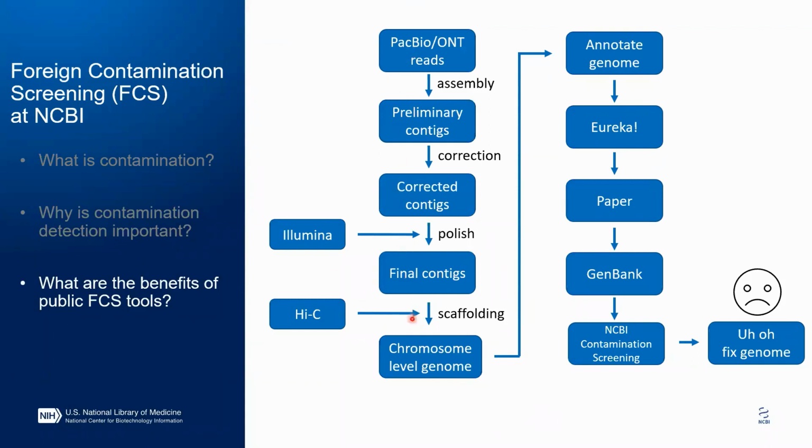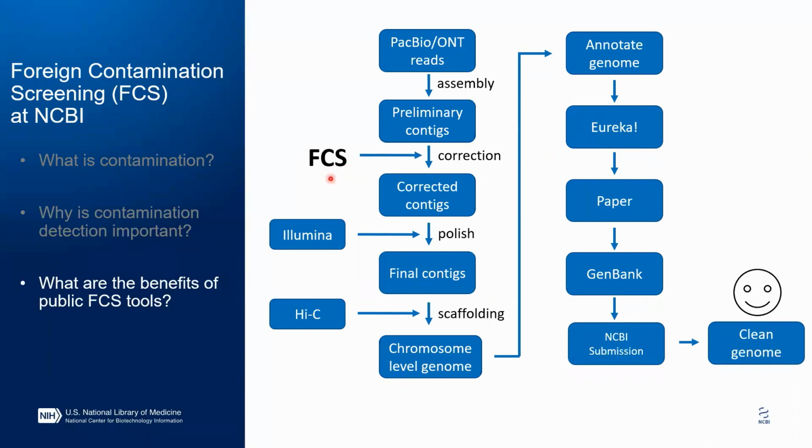Here's a diagram of the steps commonly used in genome assembly, including an NCBI contamination screening step prior to final assembly submission. One pitfall with the current approach is that contamination identified at the time of submission to NCBI can delay the release of the data, and depending on the extent of the contamination, a user might have to go back and redo some of the prior assembly steps, such as assembly, correction, or annotation.